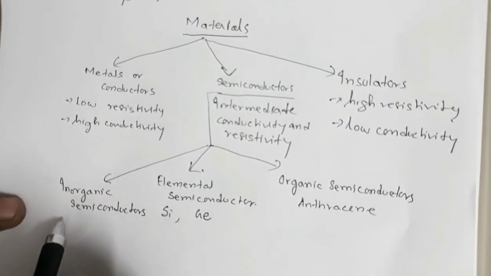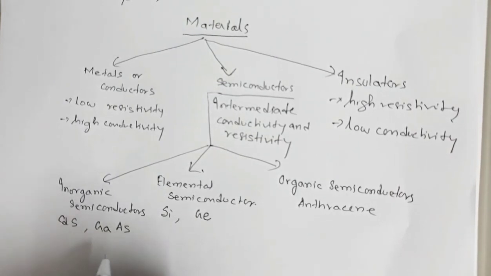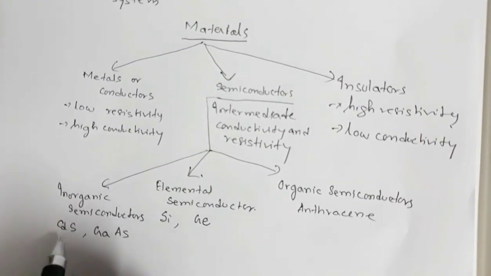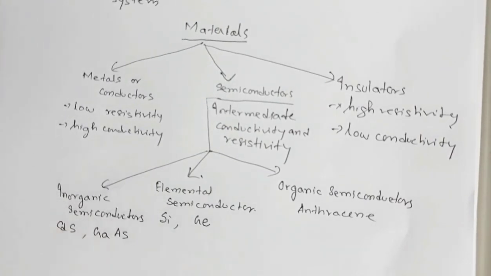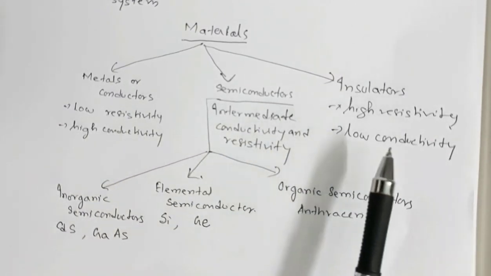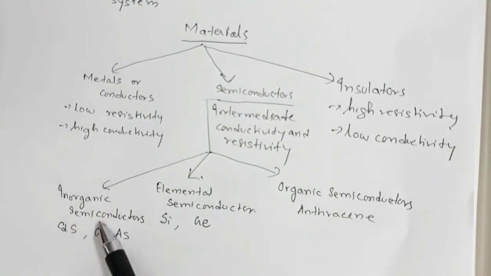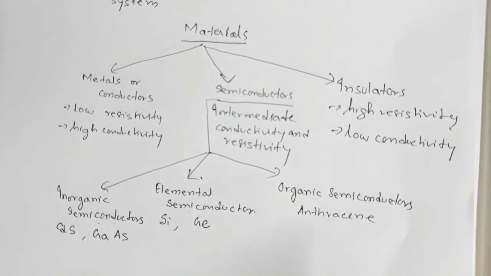For this, an example is cadmium sulfide, gallium arsenide, GaAs, and CdS, cadmium sulfide. So this is the classification of materials: metals, semiconductors, insulators. Semiconductors, three types: inorganic, elemental, organic.